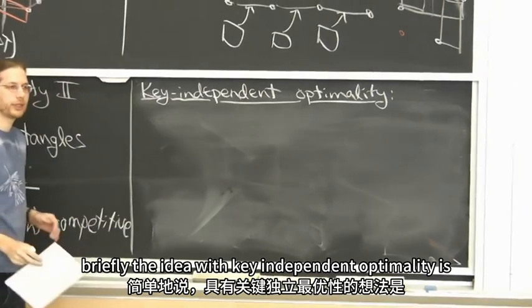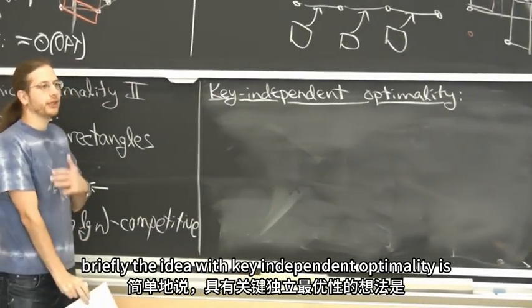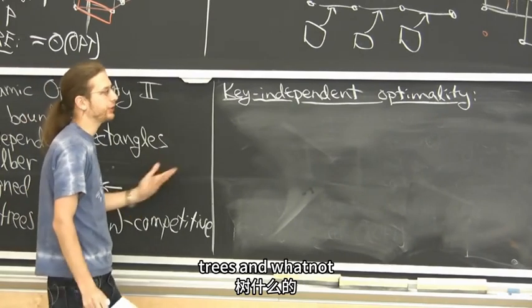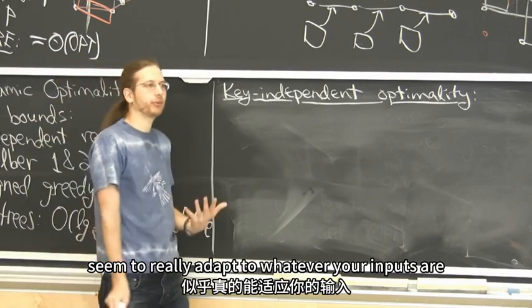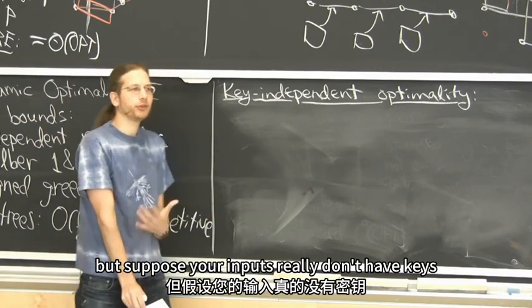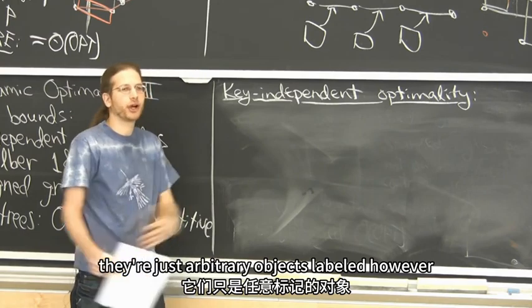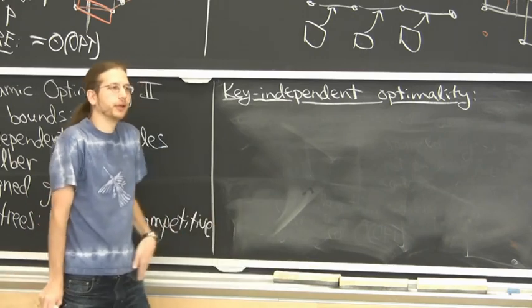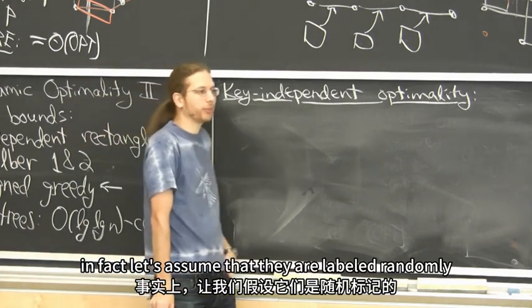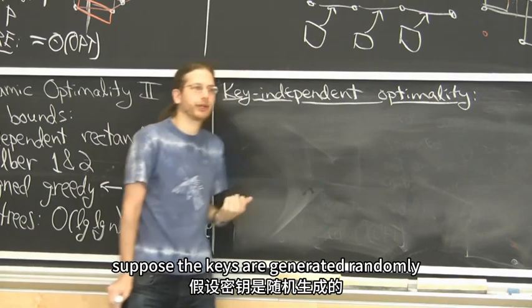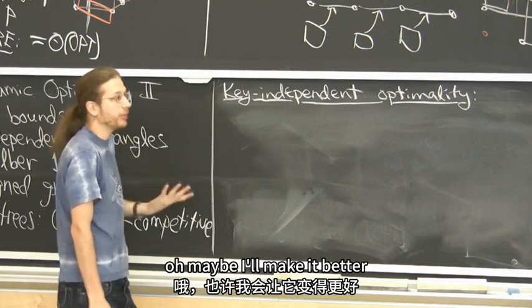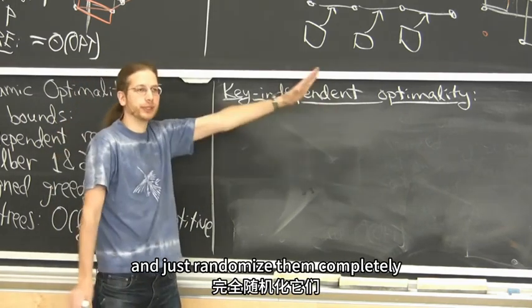Briefly, the idea with key-independent optimality is, suppose you've heard about dynamic optimality. You know it's really cool because splay trees and whatnot seem to really adapt to whatever your inputs are. But suppose your inputs really don't have keys. They're just arbitrary objects labeled however, just randomly. In fact, let's assume that they are labeled randomly. Suppose the keys are generated randomly because they're meaningless. They're just arbitrary things. So you figure, oh, maybe I'll make it better and just randomize them completely.